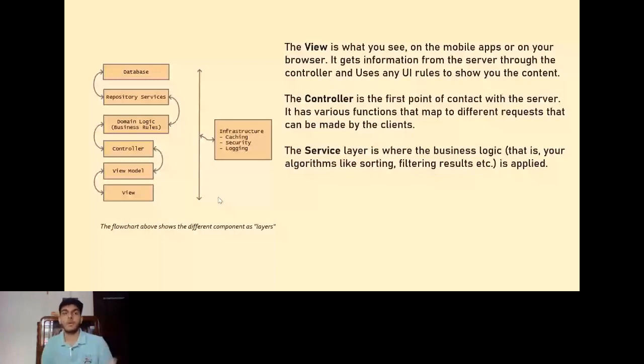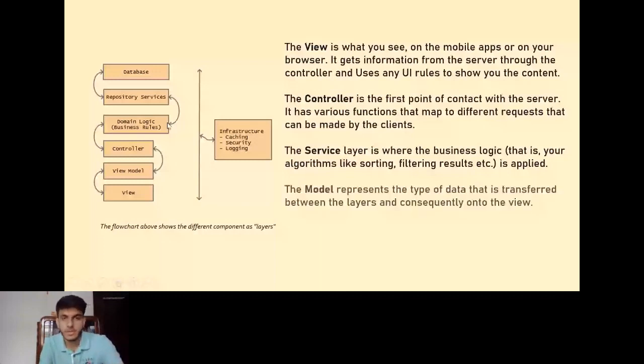In what order do you want to sort the restaurant list? All of that logic will come into the repositories and the domain logic layer. The final layer is the database layer, which I'm not mentioning here. It is called the repository layer.